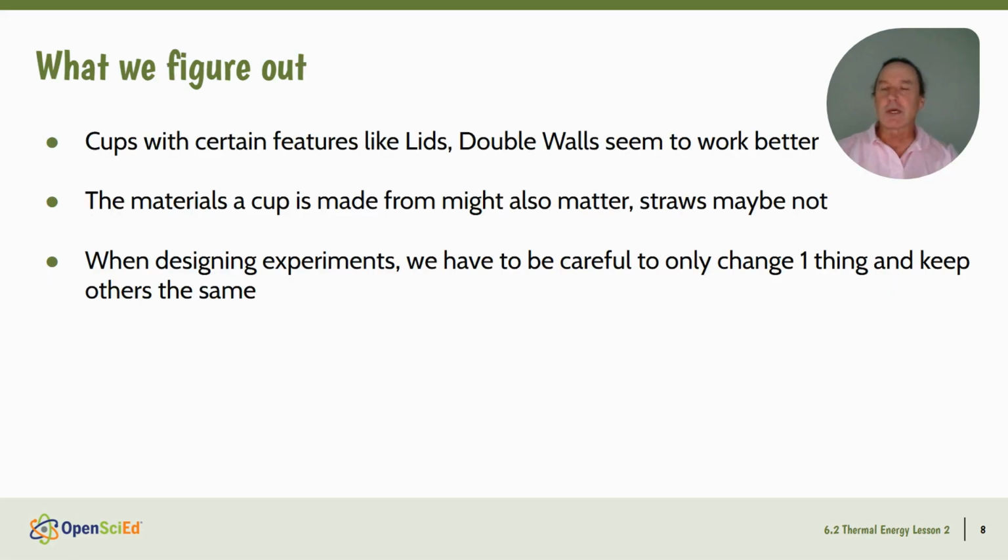But through those investigations, they really figure out 3 kind of big chunks. The one is that cups with certain features like lids and double walls seem to work better than ones that don't have those features. There is some level of uncertainty around, does the material matter? Like if it's made out of metal or paper or plastic or whatever, and we come to a conclusion that it doesn't seem like straws have any effect at all. And lastly, that when we design experiments, we have to be careful. Change one thing at a time and keep the rest of the things the same so that we can compare our data with each other.